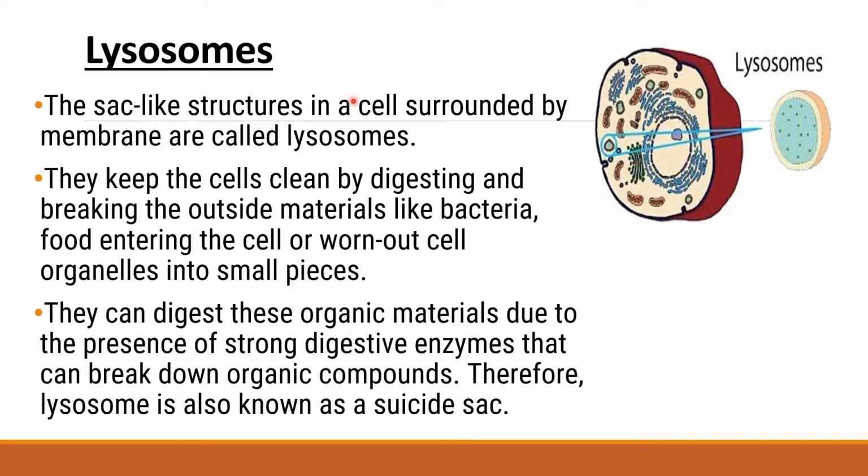Like bacteria. You see, the sac-like structures in the cell surrounded by membranes are called lysosomes. They keep the cell clean by digesting and breaking down outside material. What did I just tell you? These lysosomes keep the cell clean by digesting and breaking down outside material like bacteria, food entering the cell, or worn out cell organelles into smaller pieces.